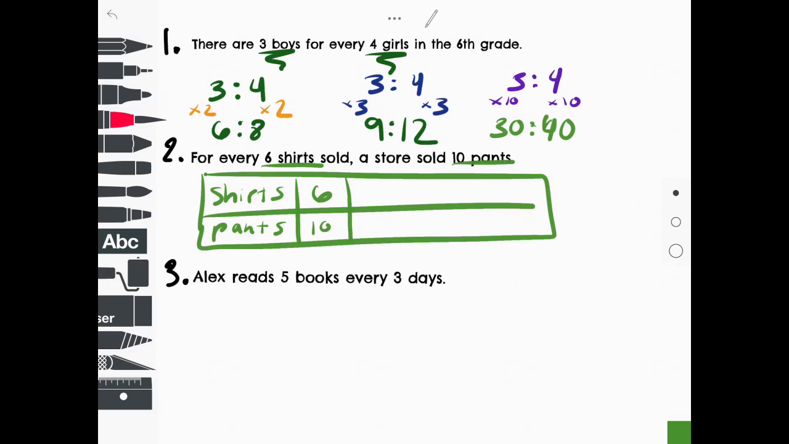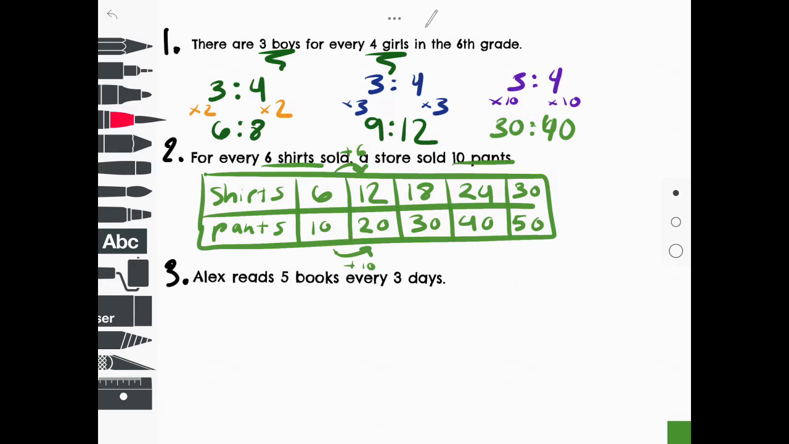So 6, adding 6 each time, adding 10 each time down here. So 6 plus 6 is 12, 10 plus 10 is 20. 12 plus 6 is 18, 20 plus 10 is 30, 18 plus 6 is 24, 30 plus 10 is 40. So I can stop here because it said at least 3 equivalent ratios. Let's just go one more, 30 and 50.